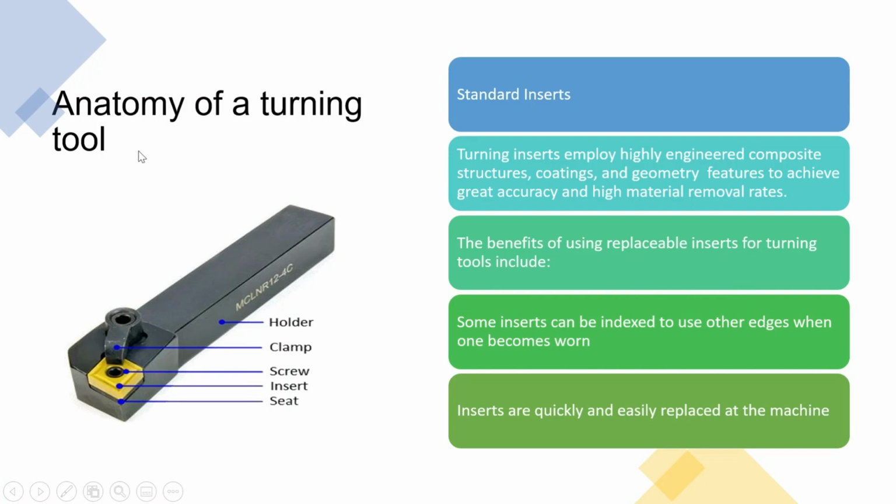In the anatomy of a turning tool, this is the insert. This is a seat. The seat is the portion in which the insert position is secured. This is a screw used to clamp the insert into the seat. This is a clamp. The extra portion, if required, you can use for clamping the insert. And this is a tool holder.